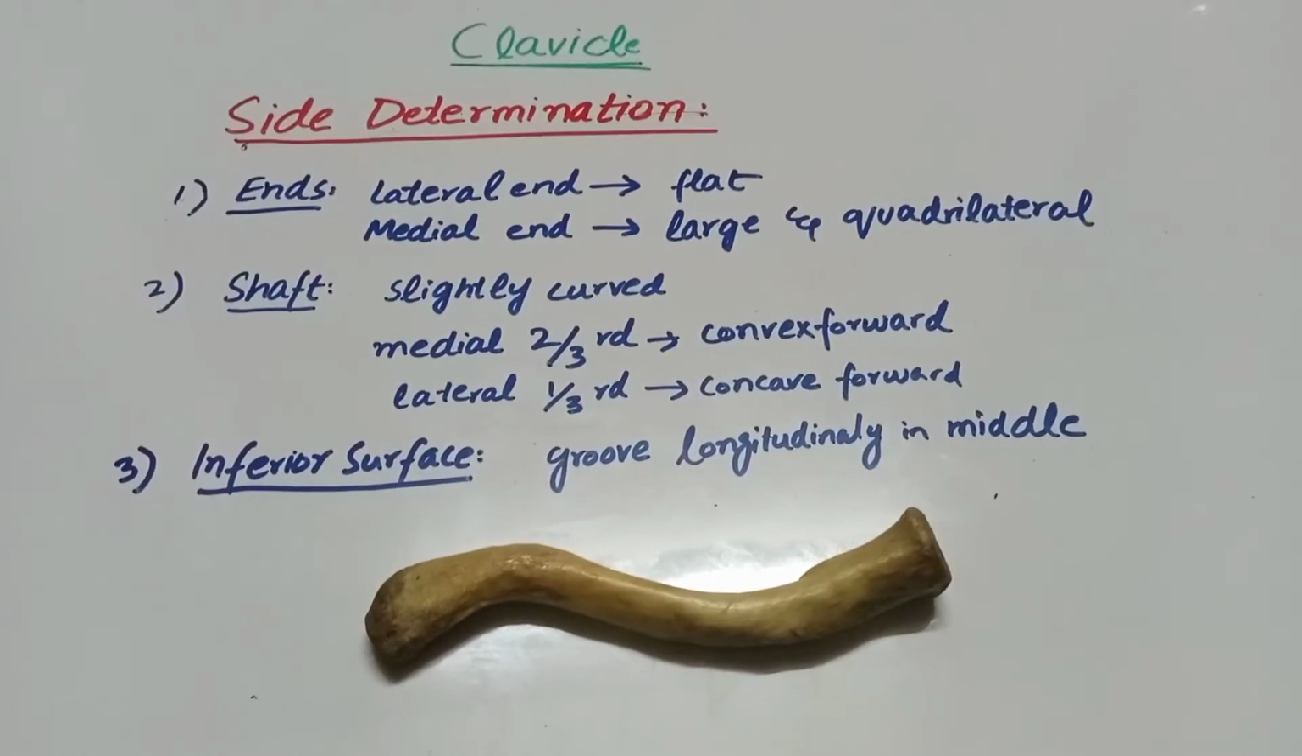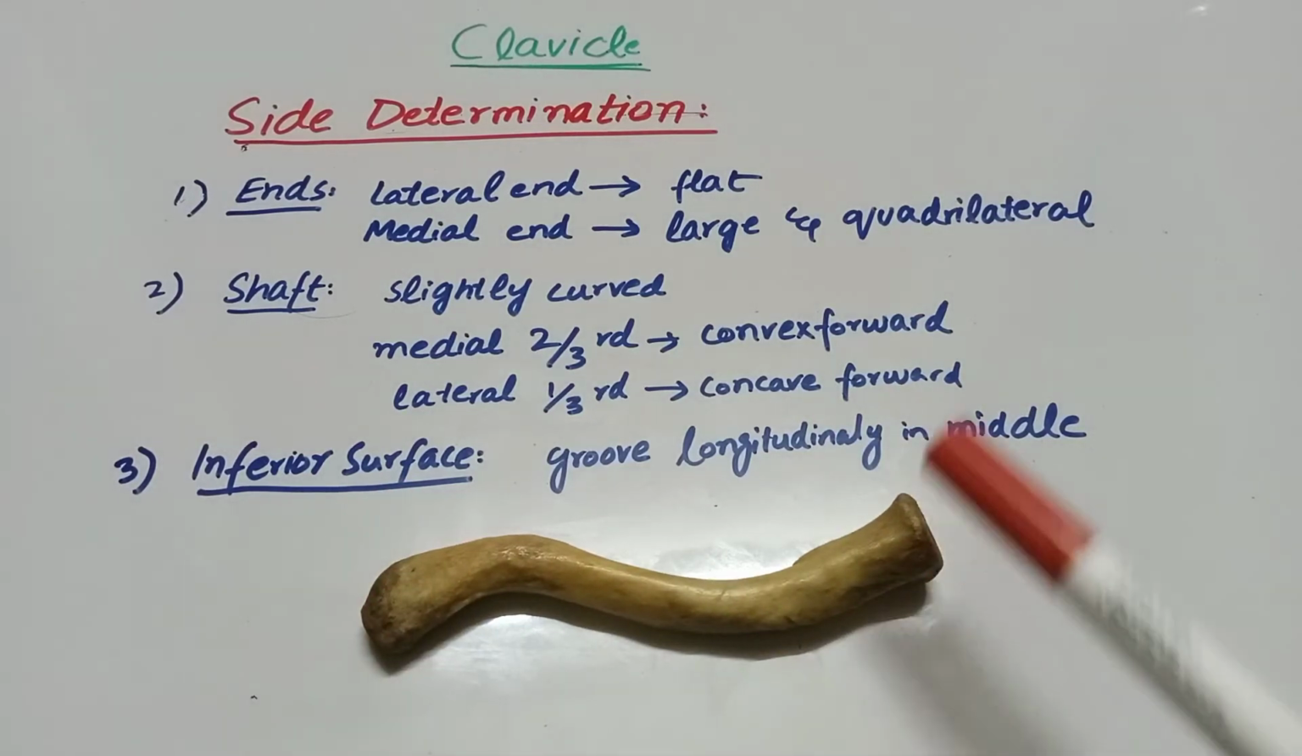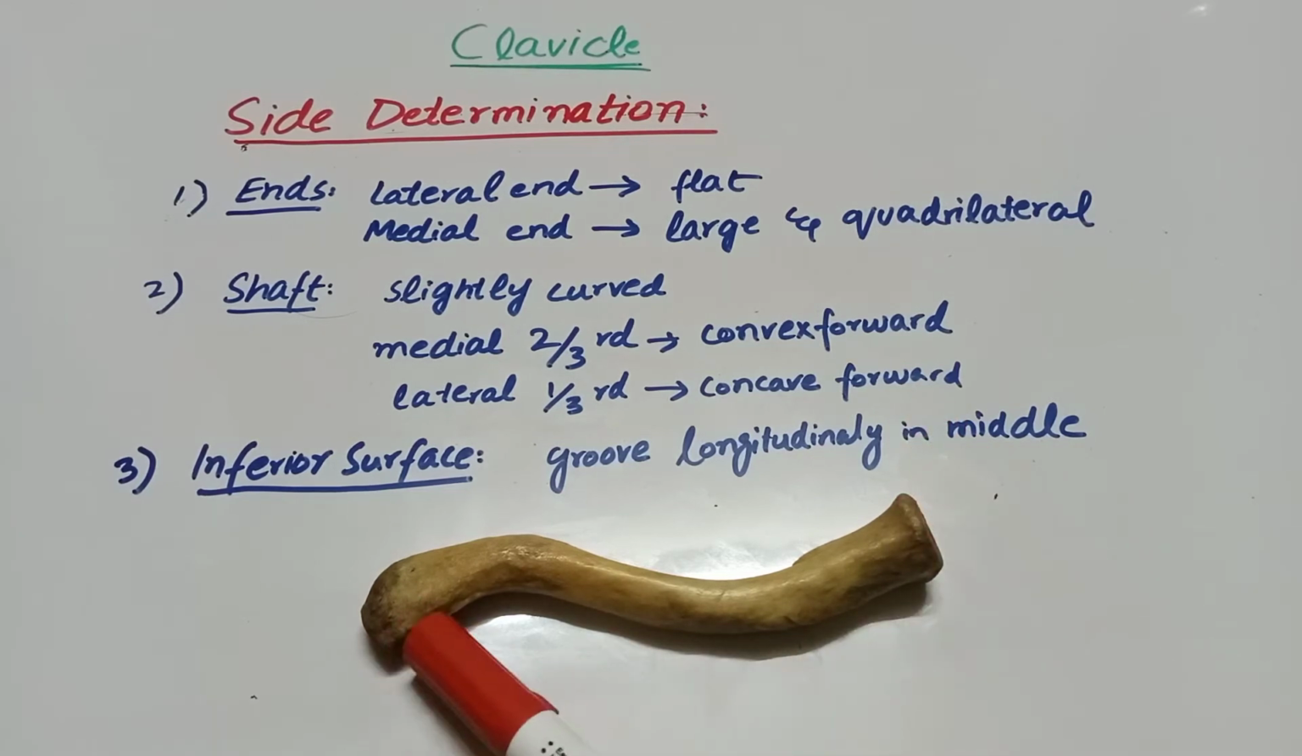Now next we will determine the side. The side determination is the side to which a clavicle belongs. So we will determine it by 3 points. First of all, the ends. The lateral end is flat, and the medial end is quadrangular. It is larger as compared to the lateral end.